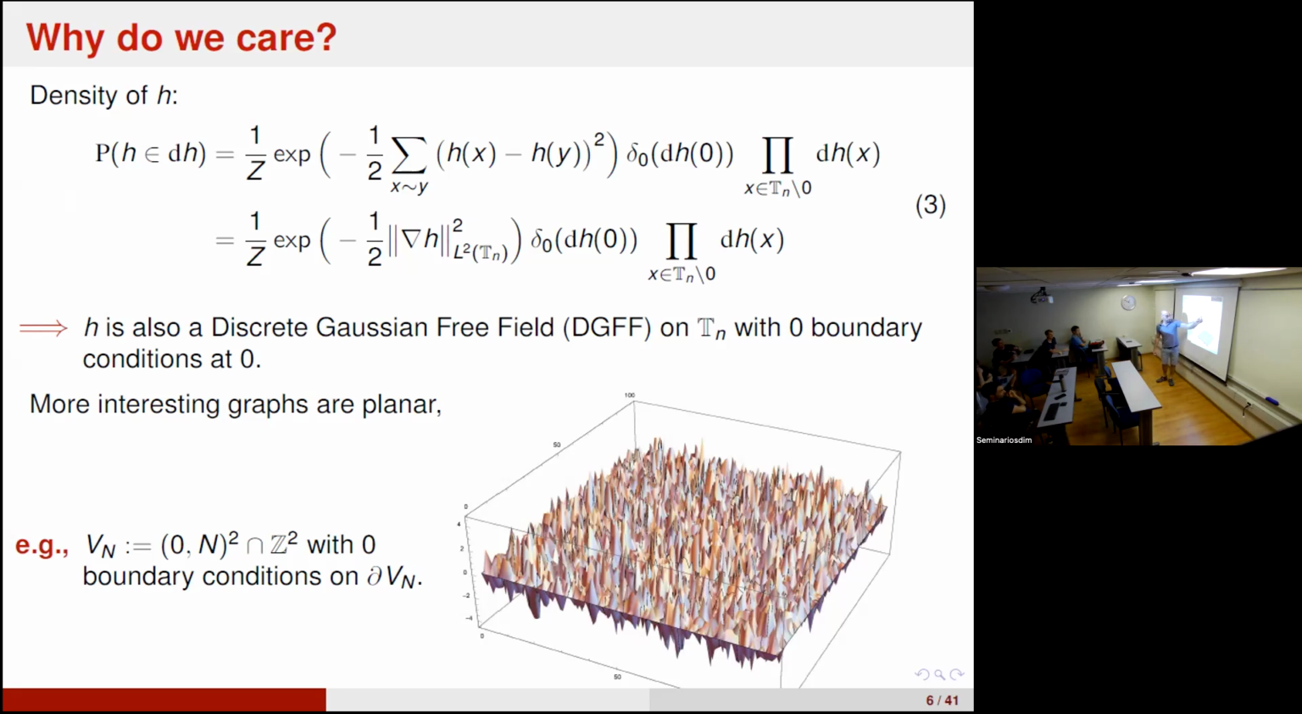here the outside of the boundary of the box is set to 0, and then you look at the random surface whose density with respect to the Lebesgue measure on the box is exponential in the Dirichlet energy, in the square of the gradient. And as I mentioned before, this family of laws is called the discrete Gaussian free field. If you do it on the box, you get this.